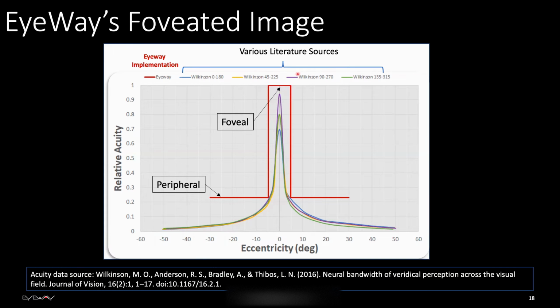So if you normalize, this is what you get. And we are at any given point above even the most extreme or the most optimistic measurements that the literature has provided us. So this is more or less the situation that we assume: that the human eye cannot have a better resolution than our system in general.